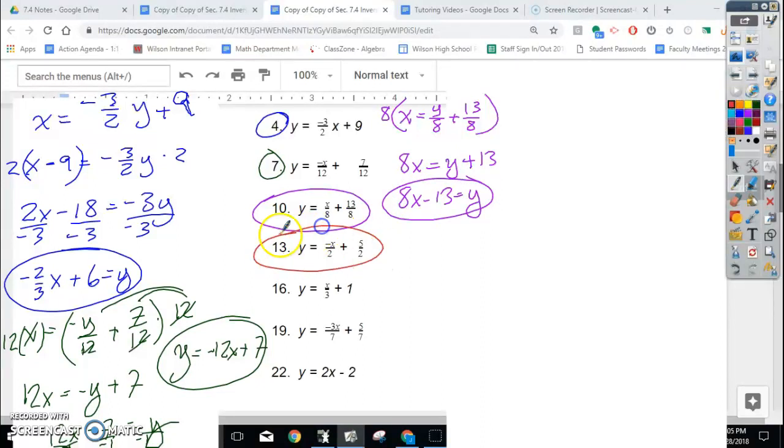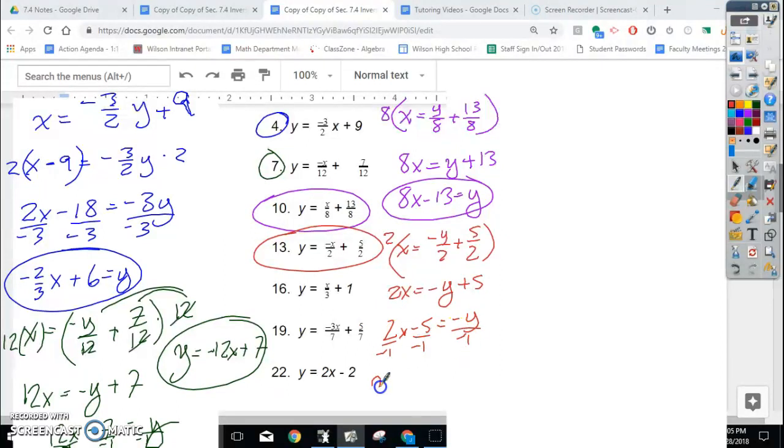All right. How about 13? 13 we'll do in red. So x equals negative y over 2 plus 5 over 2. So I'm going to multiply the entire equation by 2. This is 2x equals negative y plus 5. Subtract the 5 over, and then divide everybody by negative 1. So y equals negative 2x plus 5.